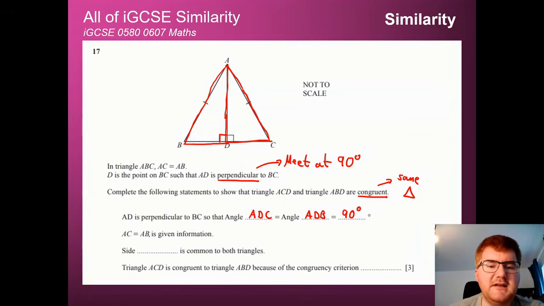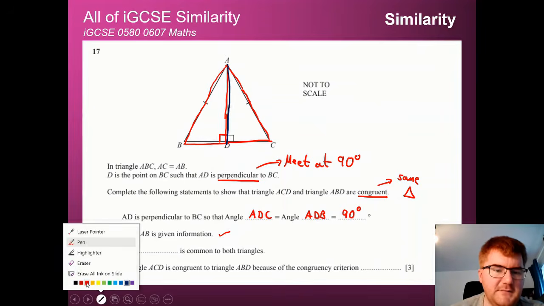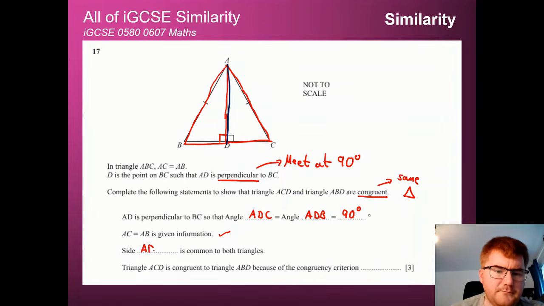AC is equal to AB, given information. Okay, that's nice. Which side is common to both triangles? Well, they both share this side down the middle. So they both share this one here. So that's called AD. So let's write that in. And then triangle ACD is congruent to ABD because of congruency criterion.